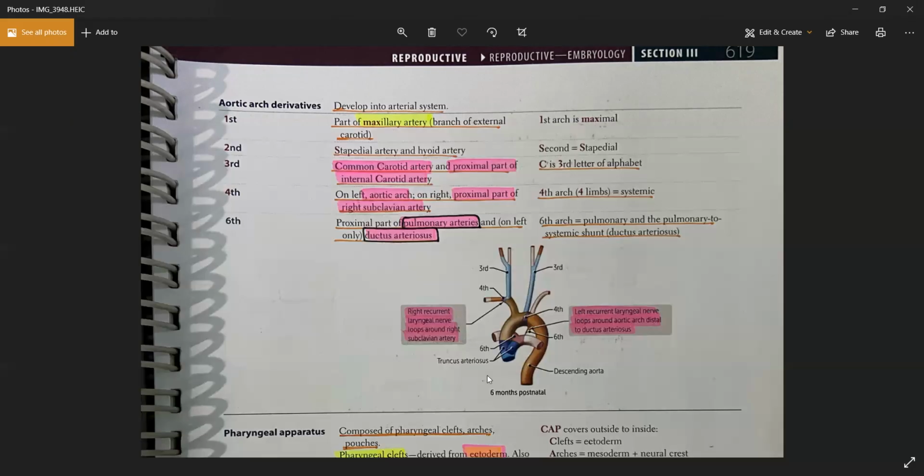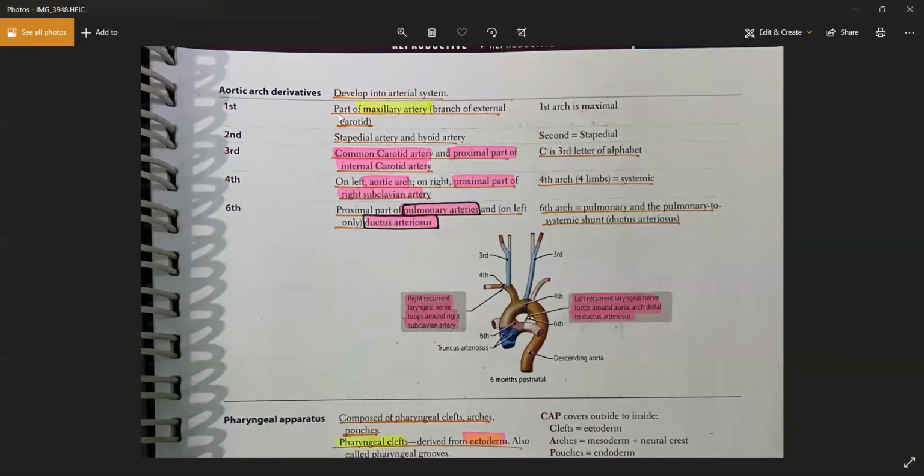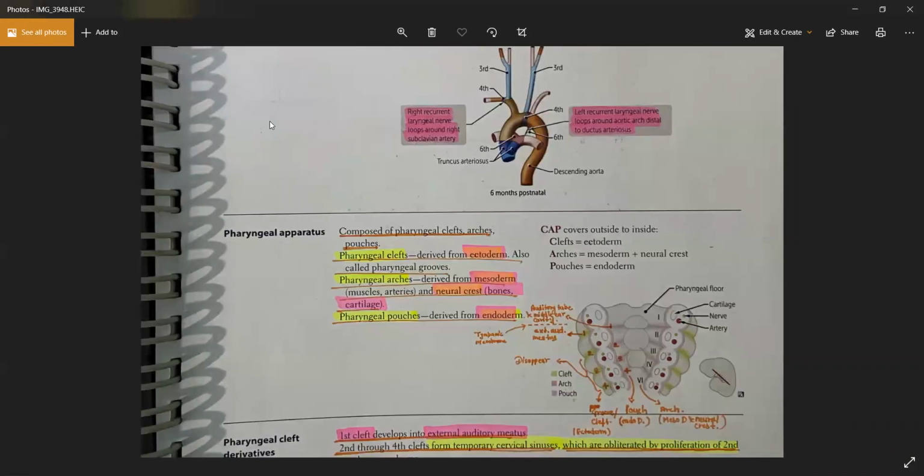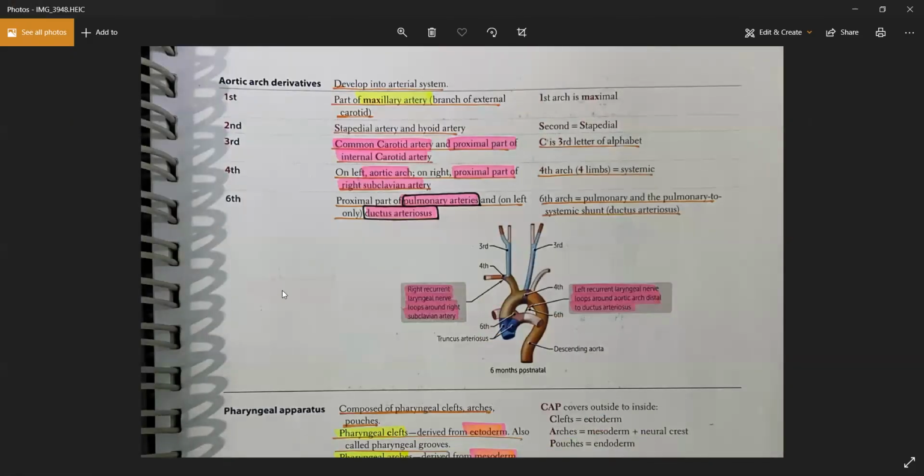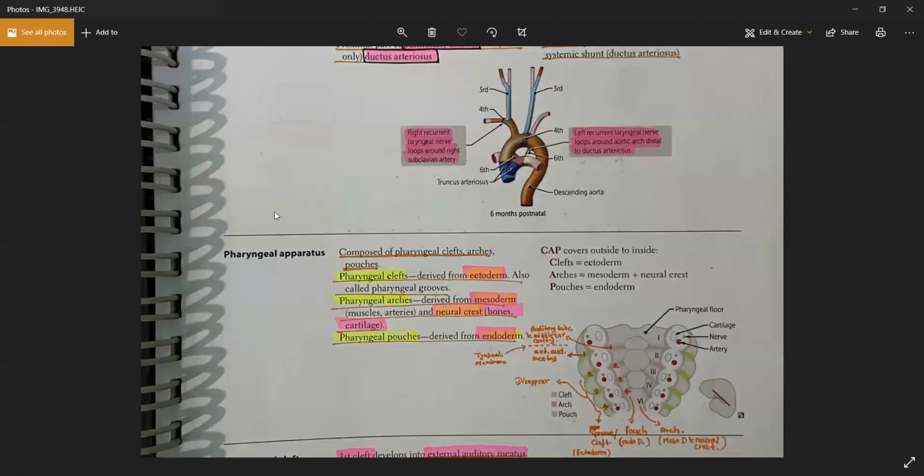Okay. Any doubt on this aortic arch, these derivatives? No? Okay, now you have the pharyngeal apparatus. So one is the aortic arch apparatus, these aortic arches, and second is the pharyngeal apparatus.